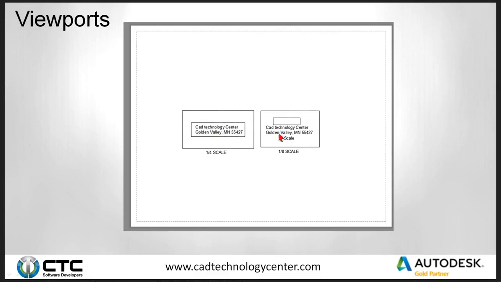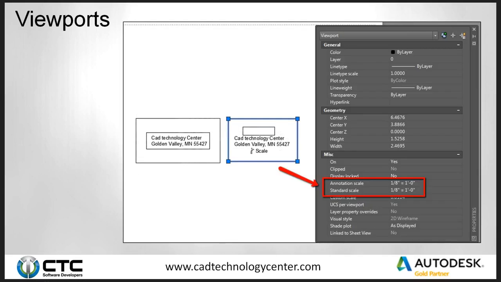I have the text, and as you can see, even though the viewports are different scaling, my text comes out the same height because I told it as annotative text. It needs to plot out at 1/8 inch lettering. So in Paperspace, I see that my text is the same height, even though my viewports are at different scaling. And if I click on one of my viewports and right-click and go to Properties, I can see that this viewport, the annotative and standard scaling, is set to 1/8 inch equals a foot.